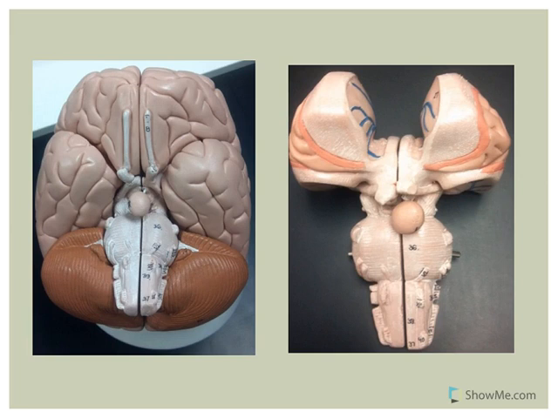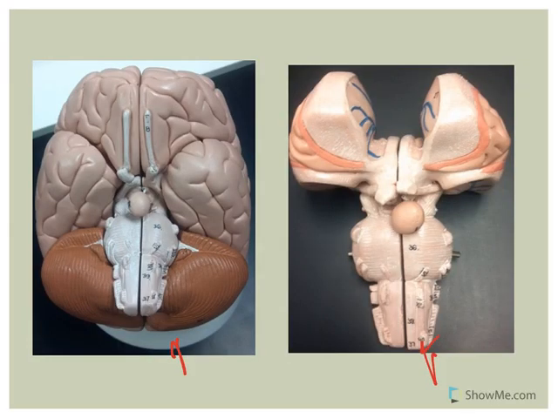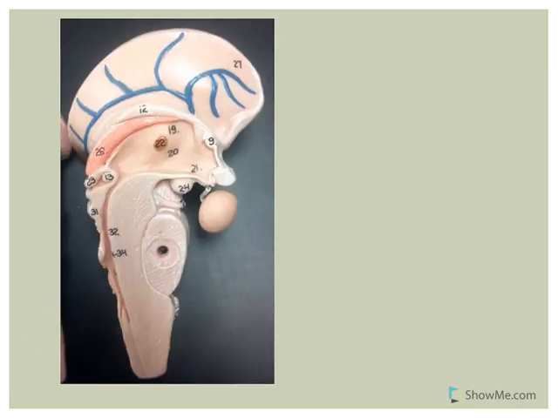Let's see. So we did this one. Here's anterior view, so I did that one, so I already went through that. Let's see, anything else that we got. Now here, you've taken this model and you broke it in half and you're looking at a sagittal view.